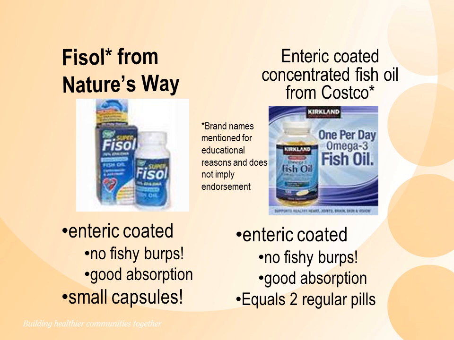So that would be the daily amount for the average adult. Enteric coated concentrated fish oils from Costco, the Kirkland brand. The convenience there is you can just take 1 pill a day and you get nearly 700 milligrams of fish omega-3s. They're also enteric coated, so no fishy burps, good absorption. And so, 1 pill equals 2 regular pills.